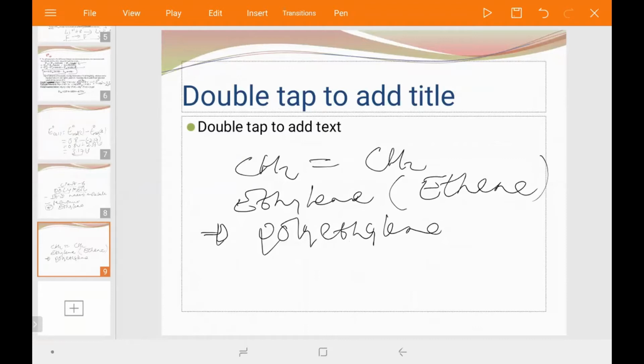Polyethylene is an example of what? Polymer. Why is it a polymer? Because here the single unit, the monomer, is ethylene. Here this double bond is always cleaved. The bond should be broken down.